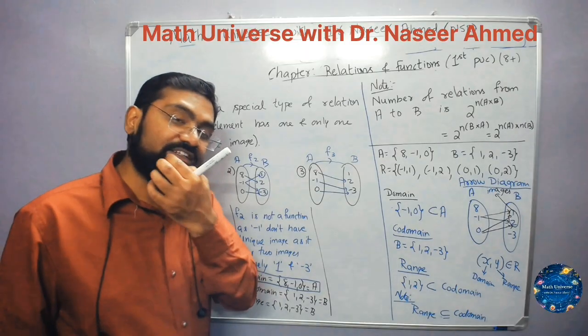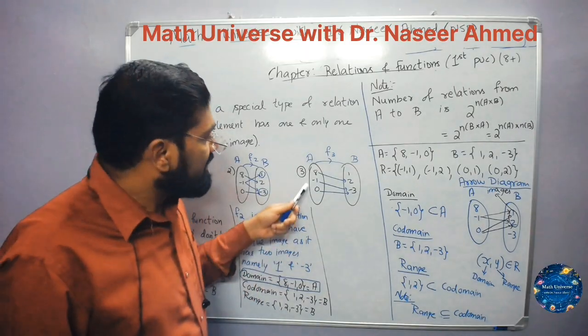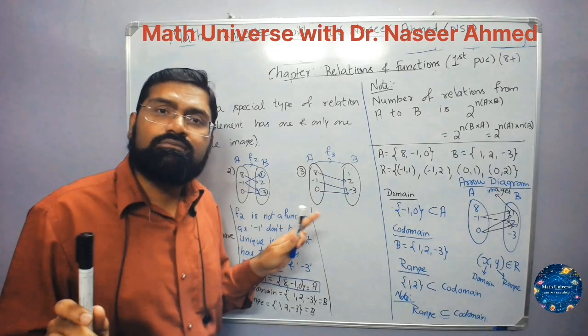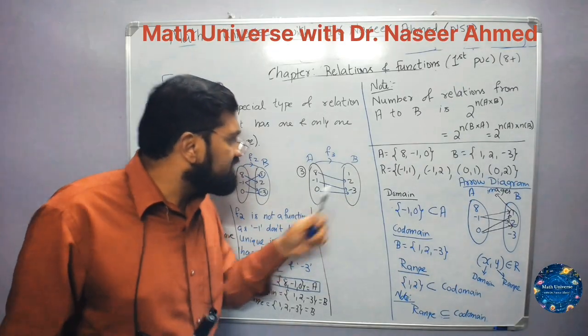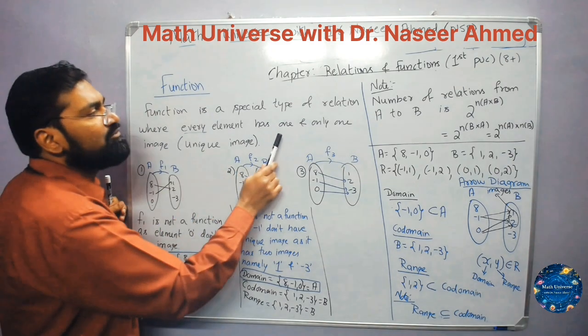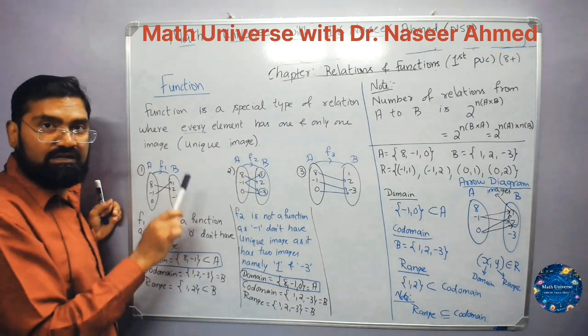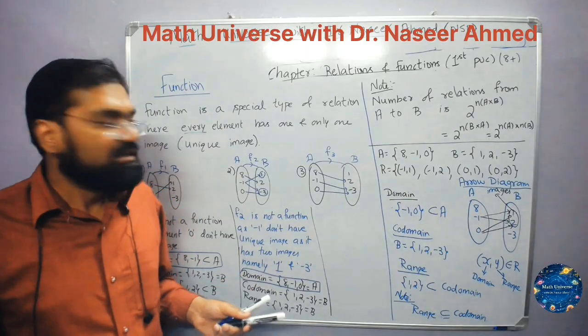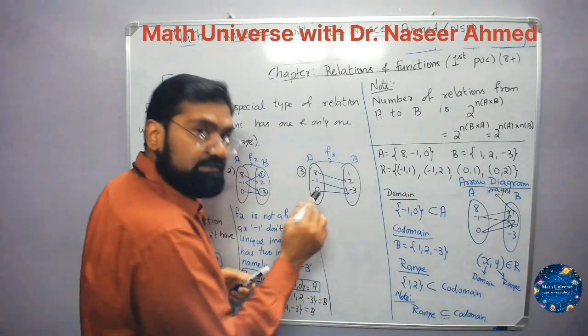I know many students will be thinking that F3 is not a function, and the reason will be, sir, -1 and 0 have got the same image. Yeah, no problem. -1 and 0 have got the same image. Read this definition. It is a special type of relation where every element should have one and only one image. We never spoke about whether they should have the same image or different images. So here, just go like this.